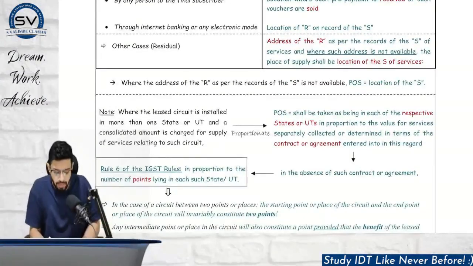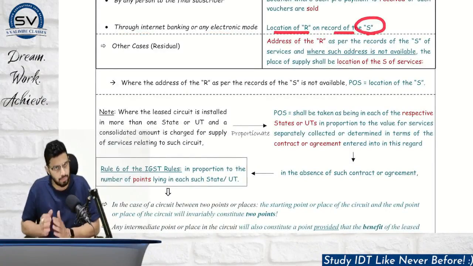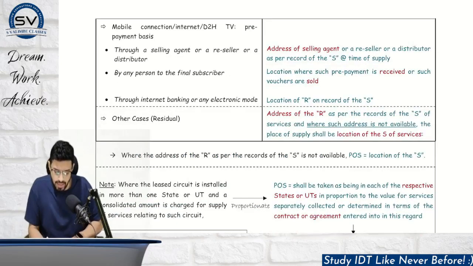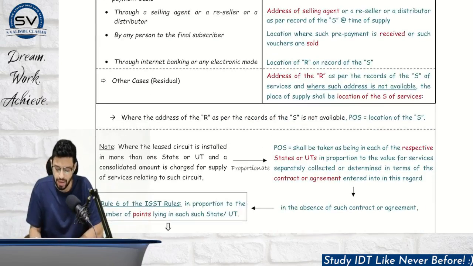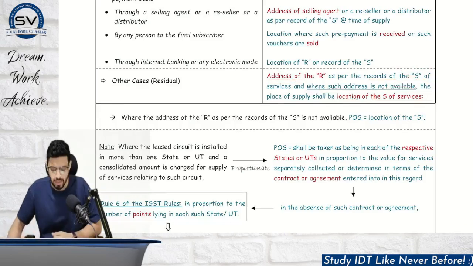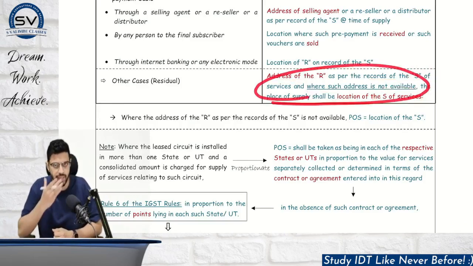Okay. Through internet banking or any other electronic mode, the location of the recipient on record of the supplier. So if electronic payment is happening, whatever the recipient's location is available, that will be the place of supply. In other cases, basically this is the residual, whatever is not falling in the above clauses, it will be the address of the recipient as per the records of the supplier, and if not available, the place of supply shall be the location of the supplier of services. So this is basically like the default provisions that we studied.